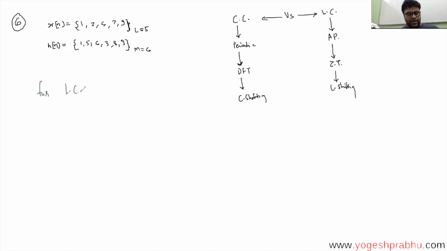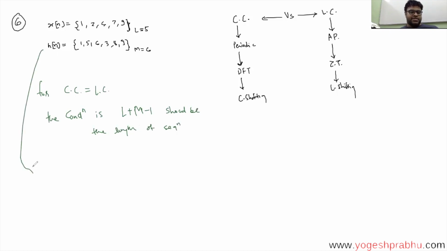Now, for circular convolution to be equal to linear convolution, the condition is that L plus M minus 1 should be the length of the sequences. In this case, L plus M minus 1 equals 5 plus 6 minus 1. That is 10.